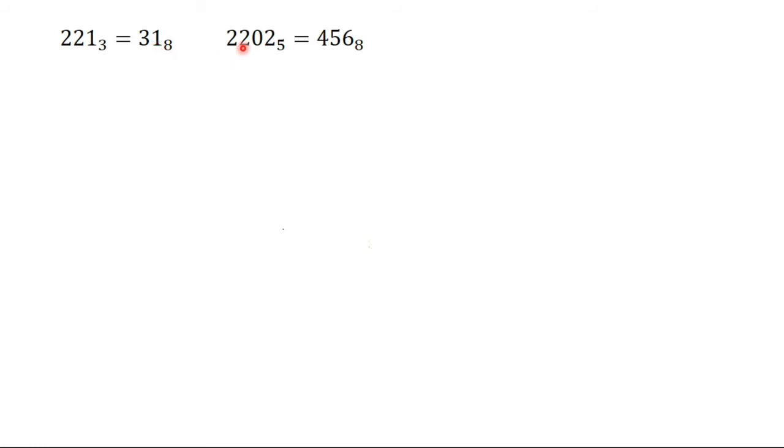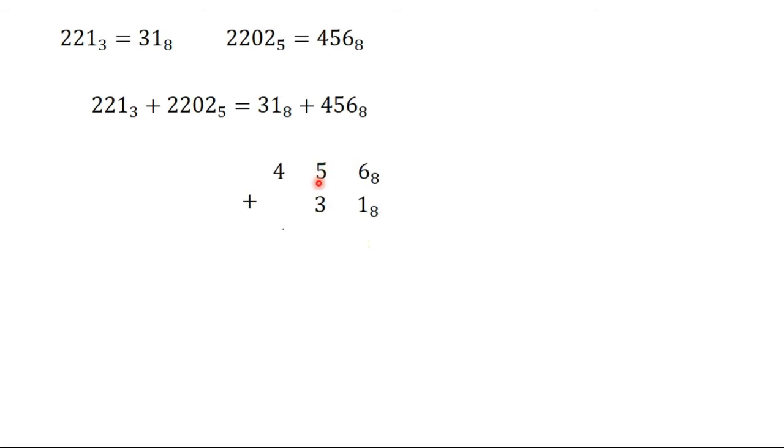We have also converted 2202 base 5 to base 8 and we have 456 base 8. So we can now add this to this. So in adding that, we can say that 221 base 3 plus 2202 base 5 will give us 31 base 8 plus 456 base 8. So we move forward to add. So we have 456 base 8 plus 31 base 8.